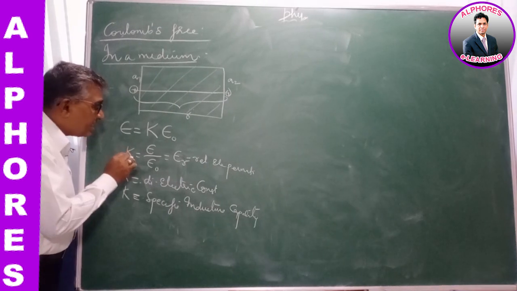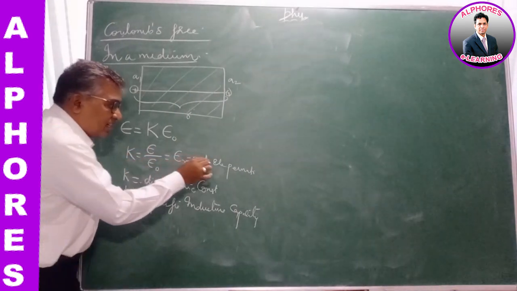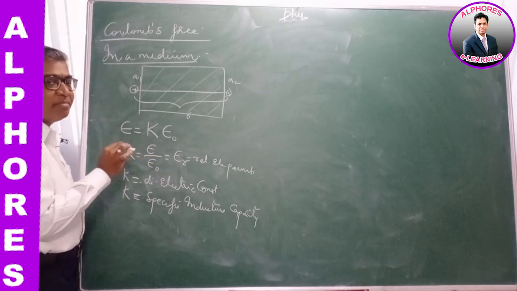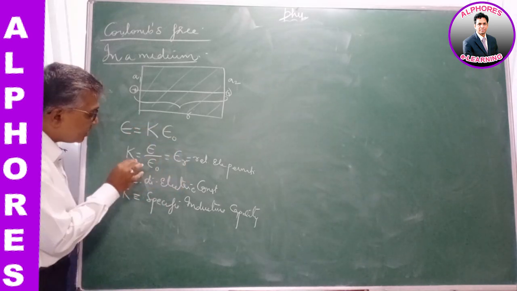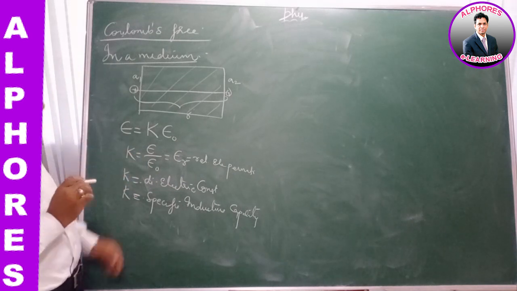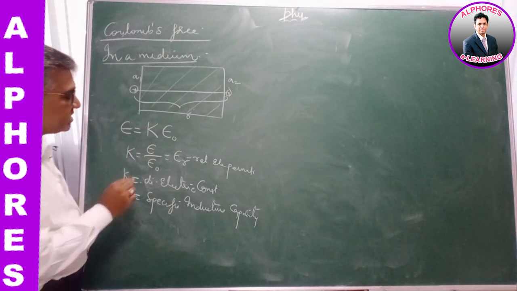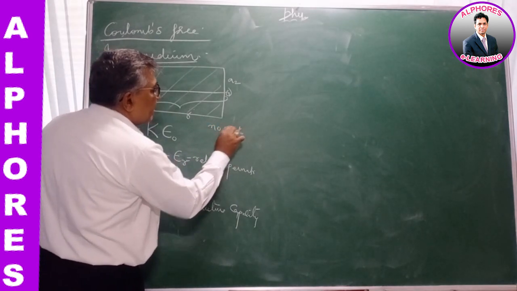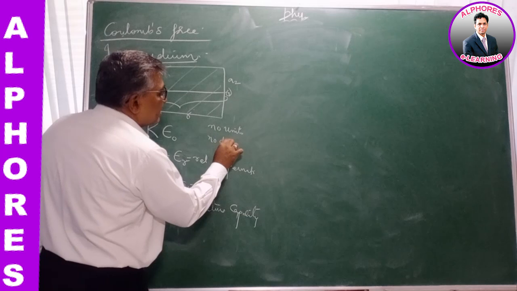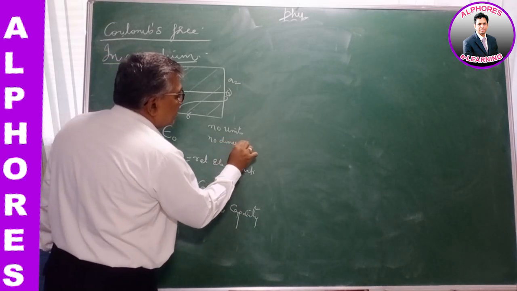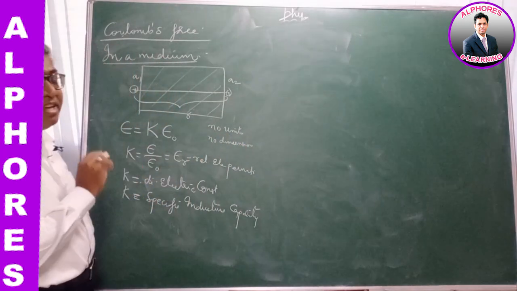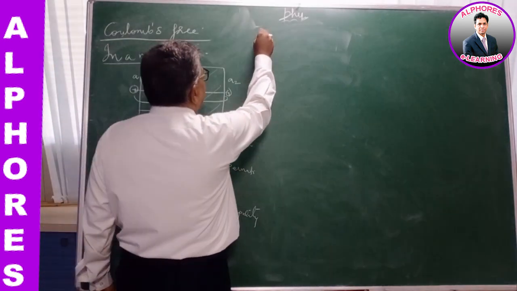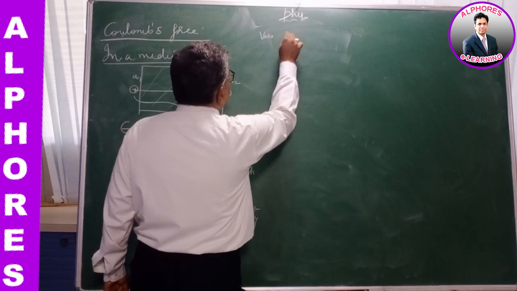Now, what is relative electrical permittivity? It is the ratio of the absolute electrical permittivity of the medium to the absolute electrical permittivity of free space. It is a ratio, and a ratio has no units. So this has no units and no dimensions. It is just a mere number. And the value of K for vacuum is 1.